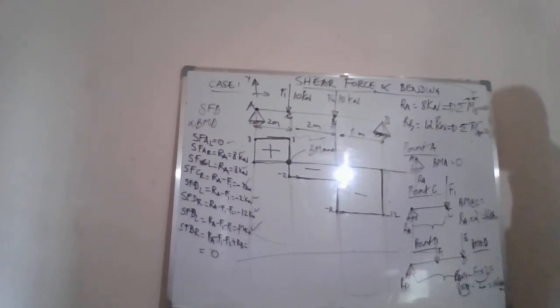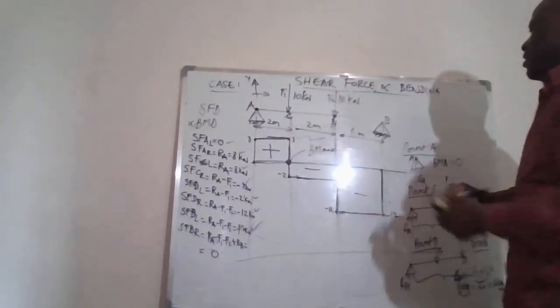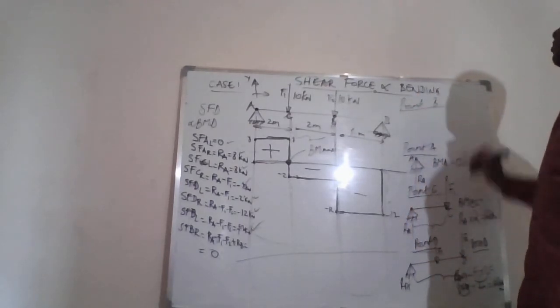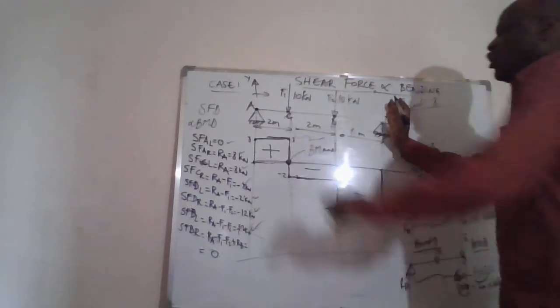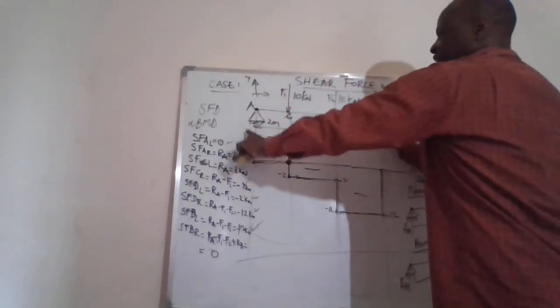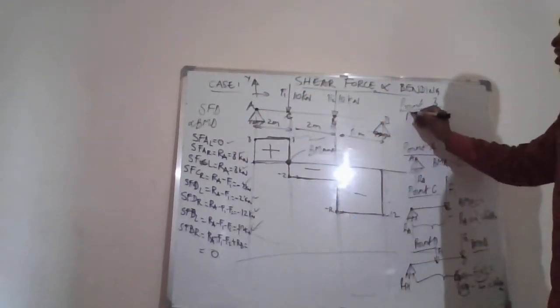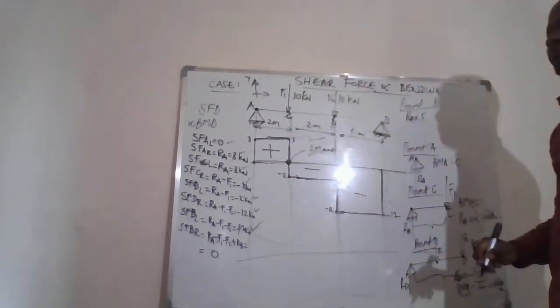Now, what is the next point? And the last one is B. Point B becomes our pivot, and all these forces will create moment. RA will create the moment, and the moment arm will be 5, 2 plus 2 plus 1.